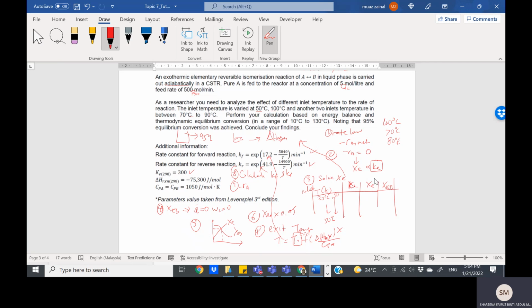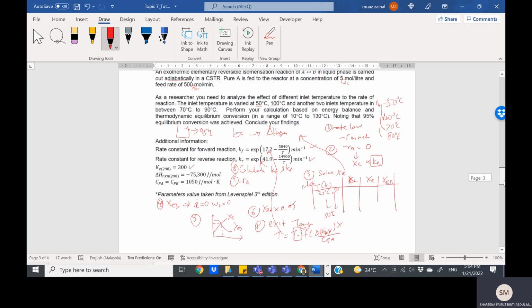So from there, repeat this, and then you need to get a set of RA here. So there is an RA for each of 50, 100, 70, 80. So you have to conclude the finding, which temperature is good for the reaction rate to increase and so on. So you have to analyse from there, from quantitative calculations.